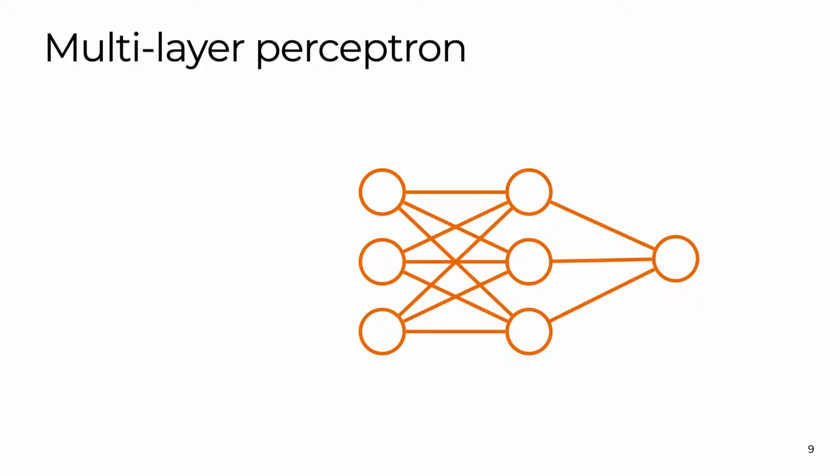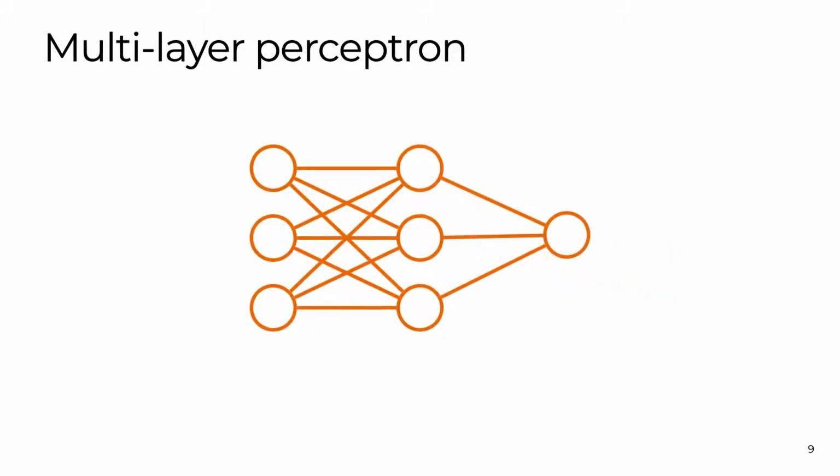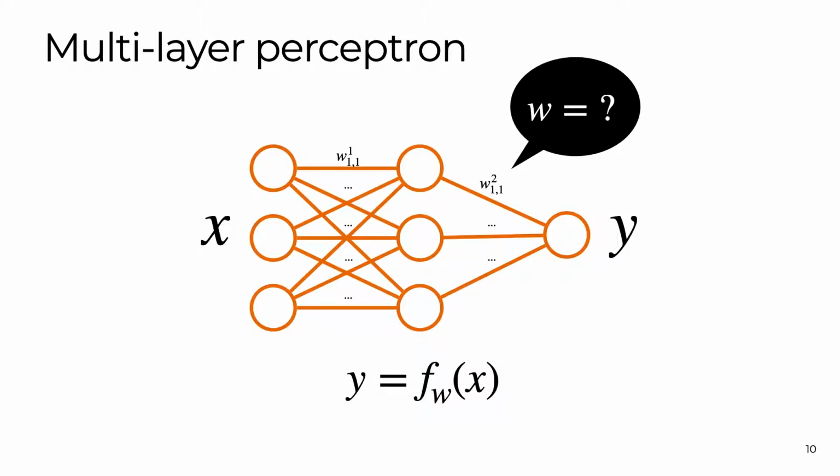This type of network, where every neuron in one layer is connected to every neuron in the next layer, is called a multi-layer perceptron, or MLP. Here, the output y is predicted by running the input x through the model f, which is parameterized by the model weights w. Note that we have omitted the biases just for notational simplicity. At first, the weights are randomly initialized. How do we figure out what good values are for these parameters?